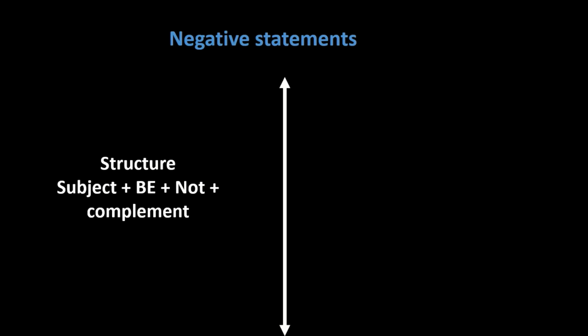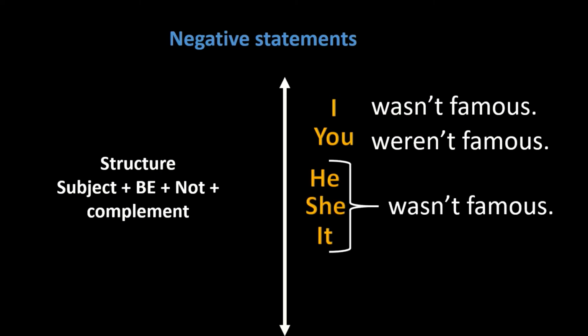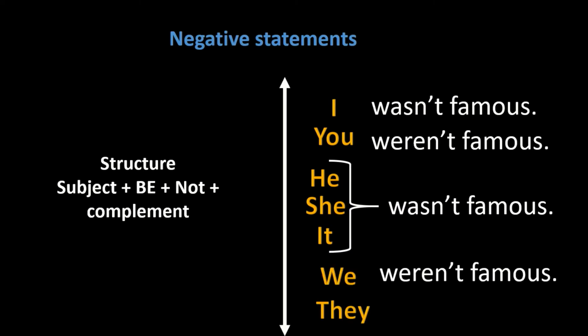For negative statements, we have this structure: subject plus be plus not plus complement. Let's see some examples. I wasn't famous. You weren't famous. He, she, it wasn't famous. We weren't famous. They weren't famous.